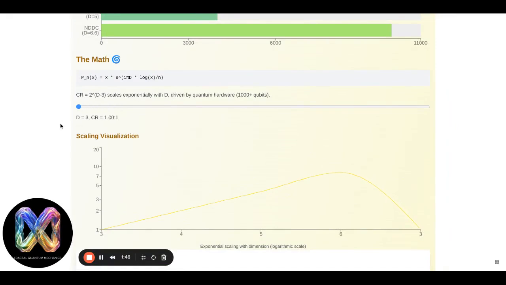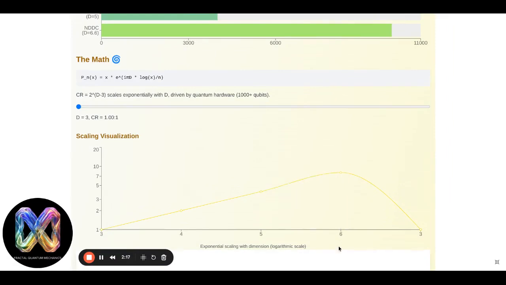and the compression ratio. At D3, we get no compression benefit. At D4, we achieve 2.1 to 1 compression. By D5, it's 4.1. But watch what happens as I increase the dimension further. At D6, we reach 8.1. And by the time we hit D6.6, we're all the way up at 10,000 to 1.